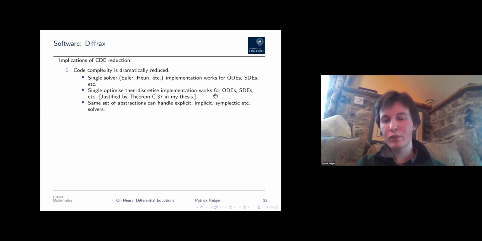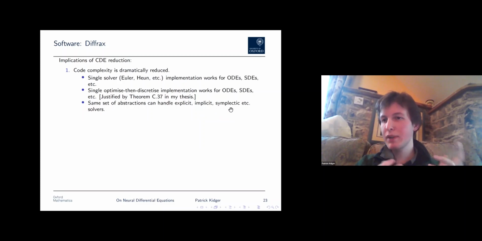That's in my thesis, actually, if you're curious about more details there. The same set of abstractions can handle lots and lots of different kinds of solvers. So if you think about, say, a standard Runge-Kutta method, like an Euler method, then you have Y, and you just have this single evolving state. There's kind of no complexity there.